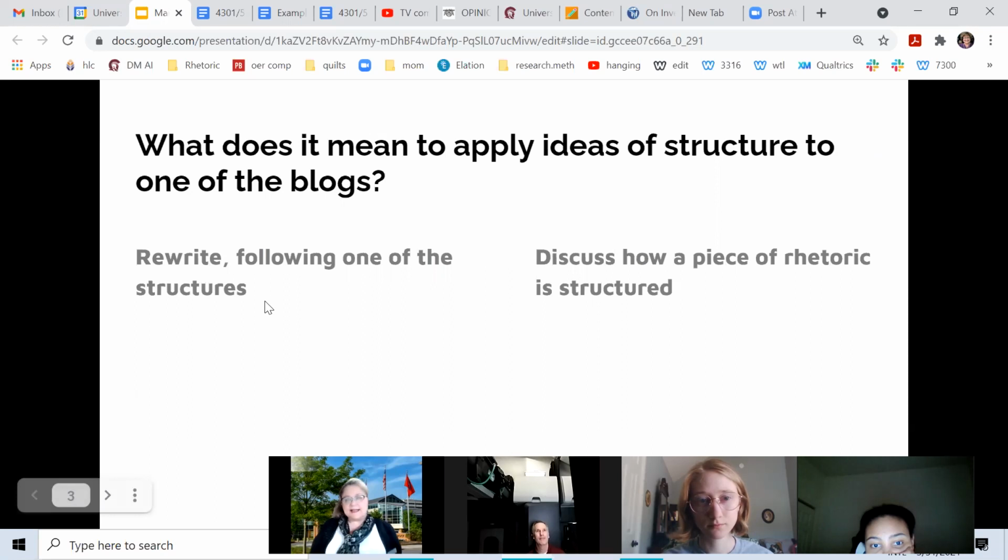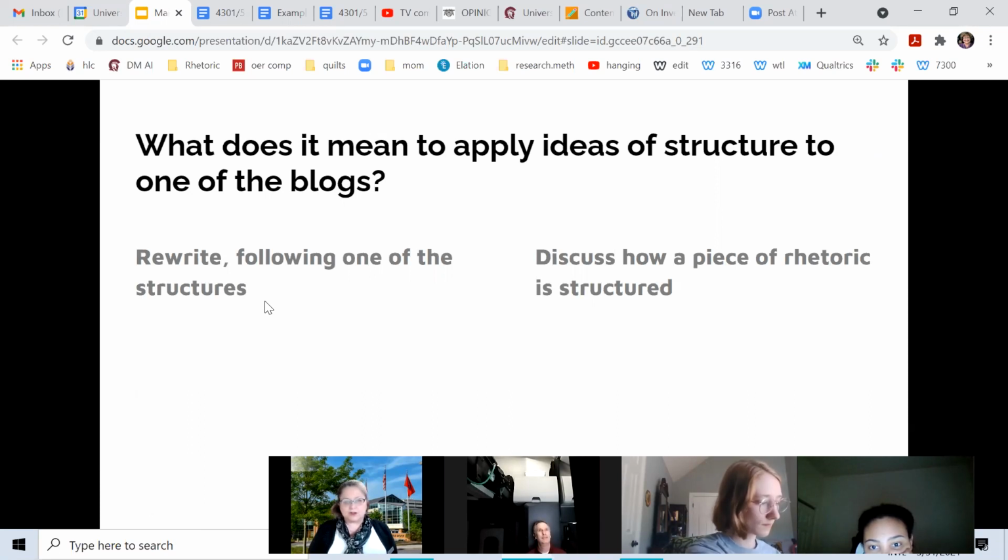So as I said, I just extended the deadline on thinking about applying structure to one of the blogs. And what does that mean? Well, if you're talking about your opinion piece, and to some extent it could also apply to the rhetorical analysis, what I'm saying is rewrite it following one of the structures.